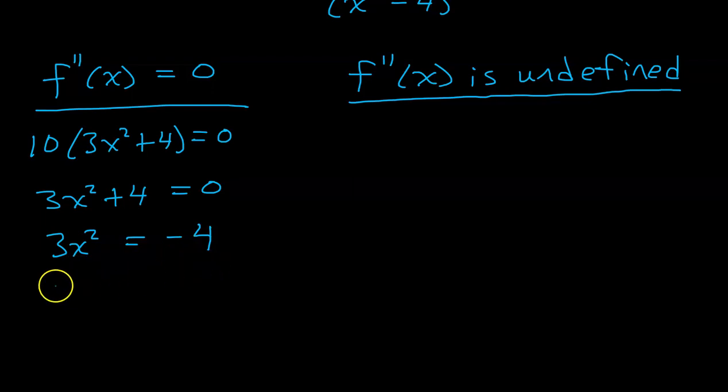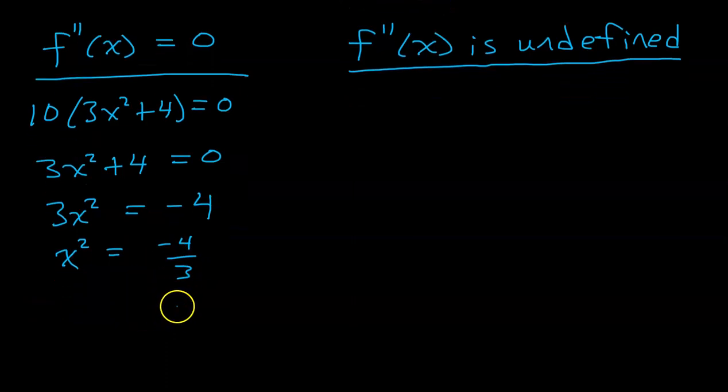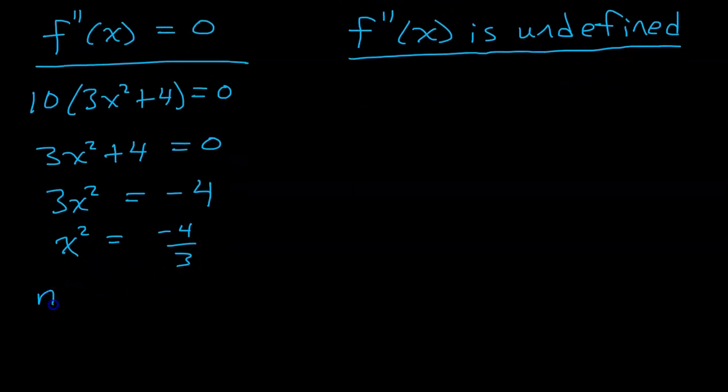You could go a couple more steps if you really wanted to. x squared is equal to negative 4 over 3, for example. You can't square something and get a negative number. Or if you take the square root, you're going to get an imaginary number. Either way you want to look at it, there's no real solution here. Okay, so no critical numbers.